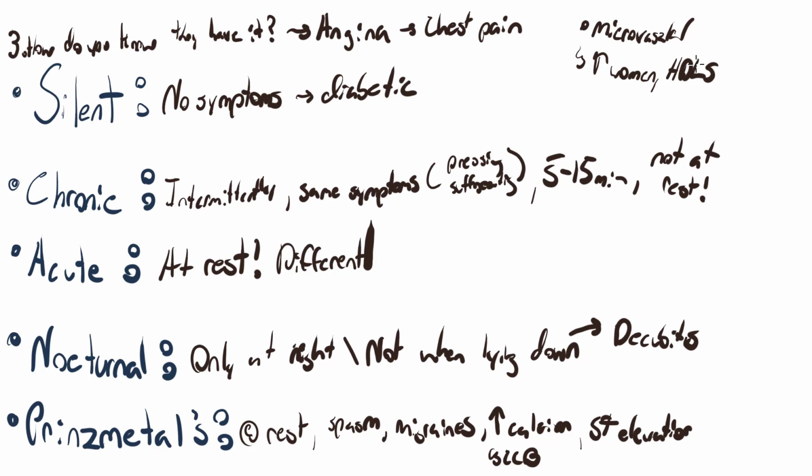So these are the types of angina that can occur, and the big thing to understand is the difference between acute and chronic. That's massive. So memorize these signs of chronic, and then if anything changes, it's acute, and that's really good to understand.